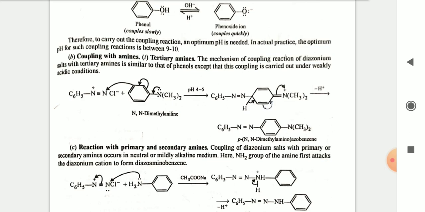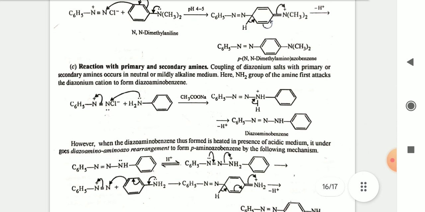B. Coupling with amine, tertiary amine. The mechanism of coupling reaction of benzene diazonium salt with a tertiary amine is similar to that of phenol, except that this coupling is carried out under weakly acidic conditions. C6H5N2+Cl- plus N,N-dimethylaniline at pH 4 to 5 will give p-N,N-dimethylaminoazobenzene. C. Reaction with primary and secondary amine. Coupling of diazonium salt with primary or secondary amine occurs in neutral or mildly alkaline medium.